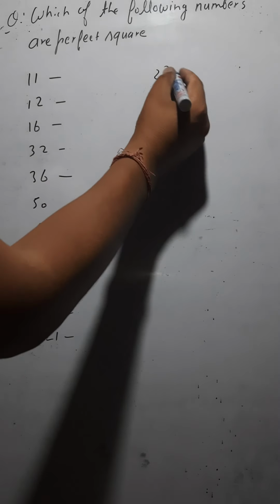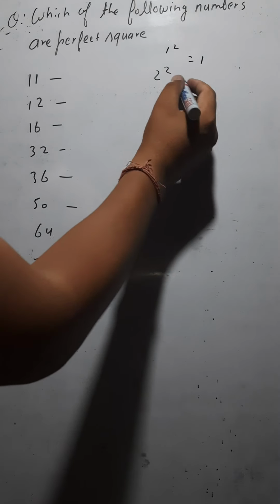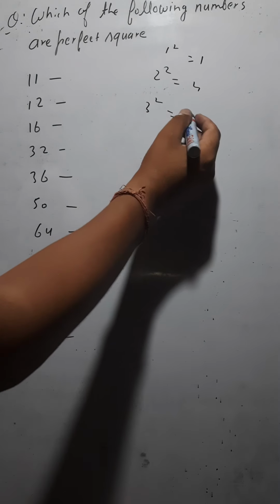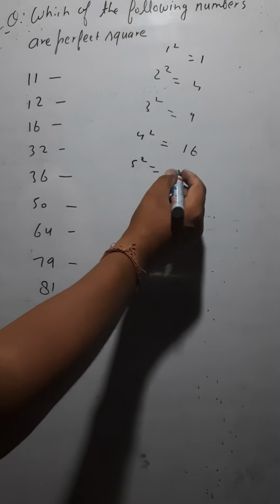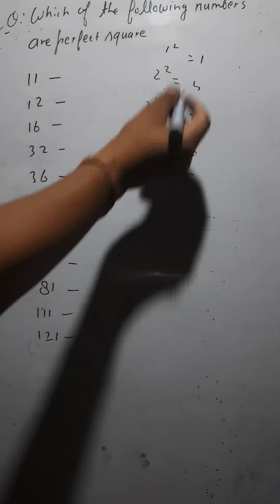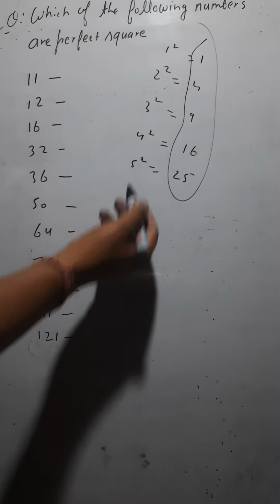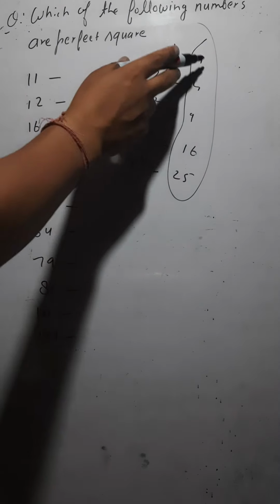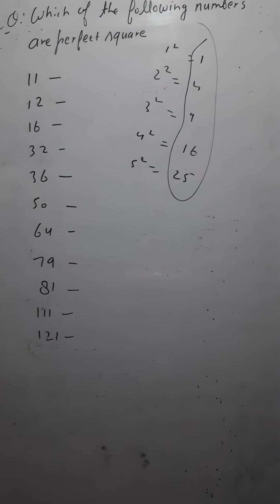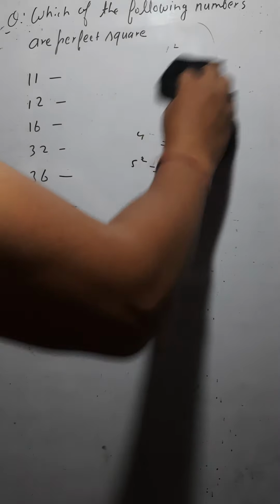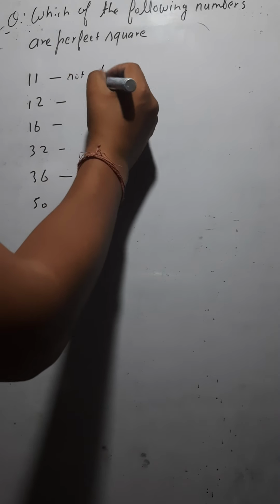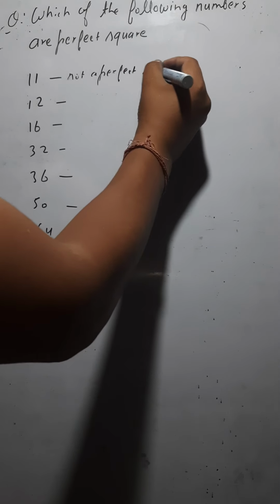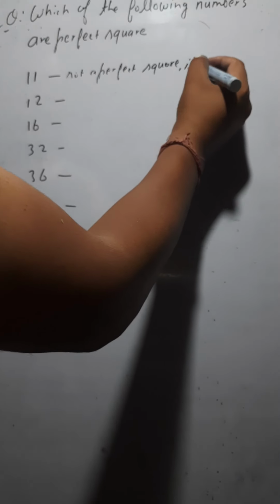Let's say square of 1 is 1, square of 2 is 4, square of 3 is 3 threes are 9. Similarly, square of 4 would be 4 fours are 16. Square of 5 would be how much? 5 fives are 25. So these are the perfect squares. So 11 is not a perfect square, rather it is a prime number, isn't it?